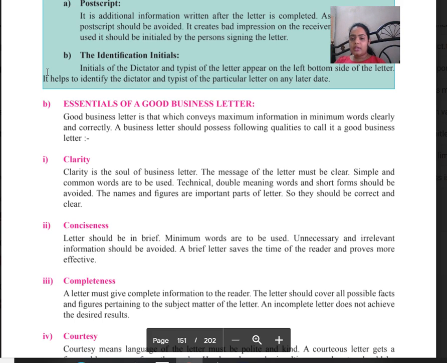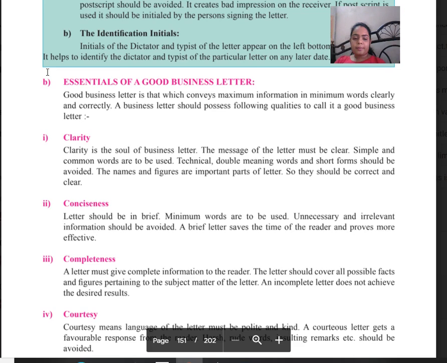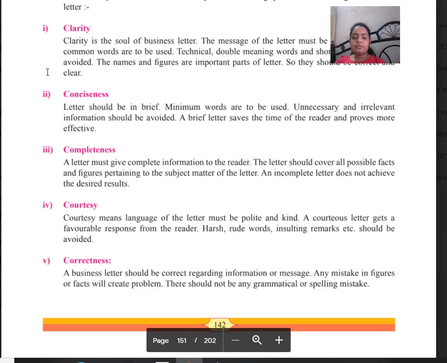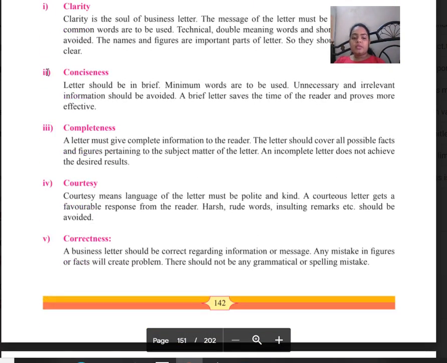The longer the letter, the more boring it is to read for the reader, because the reader wants to know only the important information. If you keep on giving them other information, he shall not be interested in reading it further. Then next we have completeness. A letter must give complete information to the reader. The letter should cover all the facts and figures pertaining to the subject matter of the letter. An incomplete letter does not achieve the desired results.